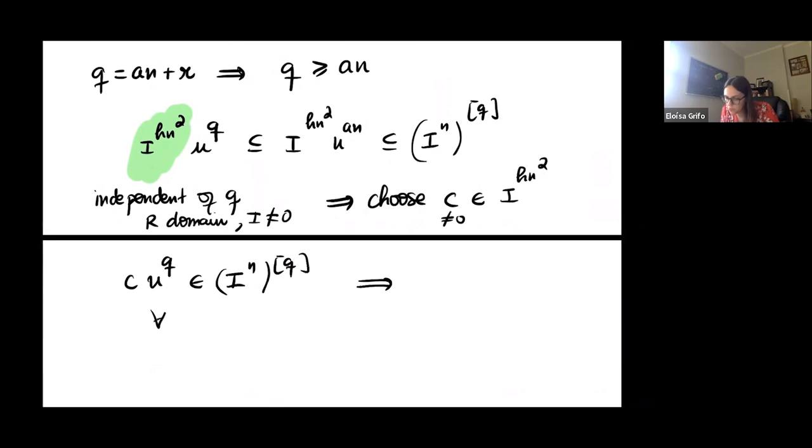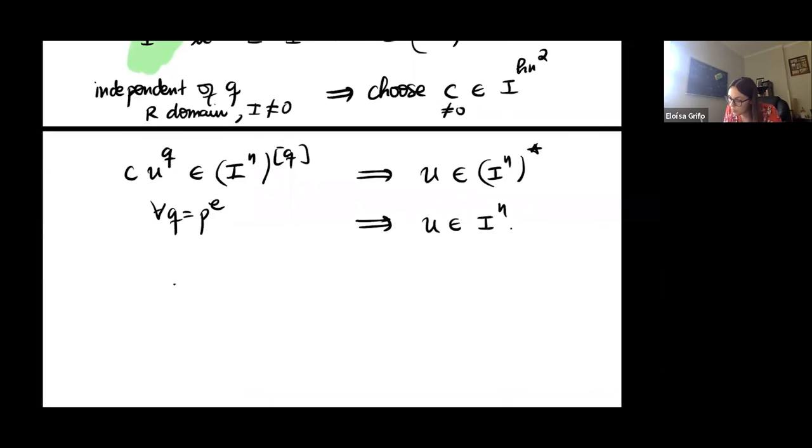In fact, this was true for all Q. And so we conclude that U lived in the tight closure of this power. Right? This is the definition of living in the tight closure. I mean, it's better than that. But our ring was regular. And as we said in the beginning, ideals are tightly closed. So this is I to the N. So indeed, we proved I to the HN is contained in I to the N.